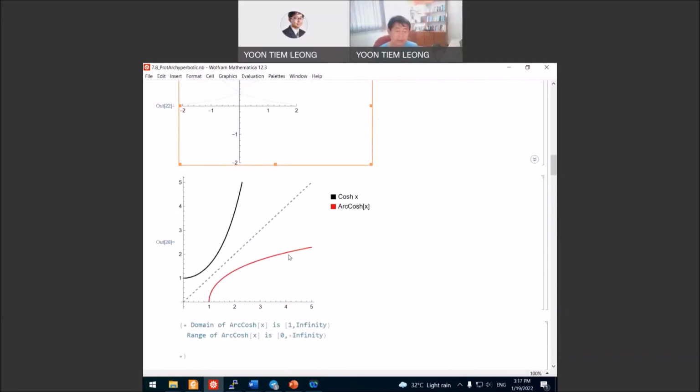Okay, so this is just a detailed description of these 6 different hyperbolic functions and their inverses. So at this stage, you should have a good idea of how the inverse of these hyperbolic functions look, how they could be derived, and how they can determine the range and domain of these inverse functions.